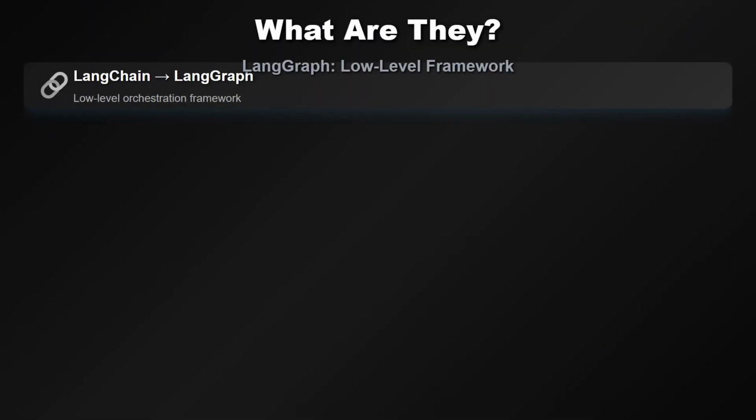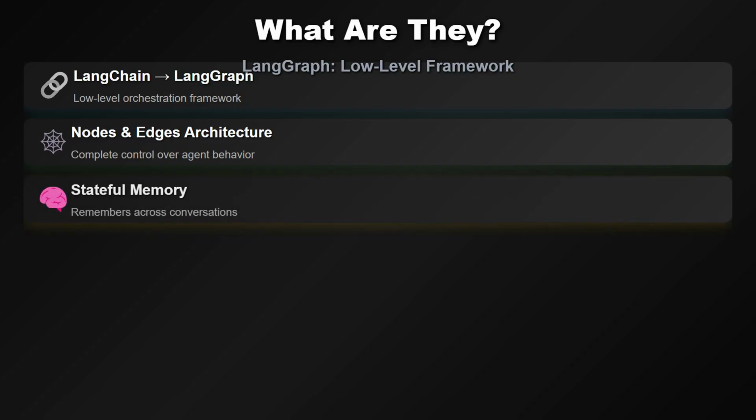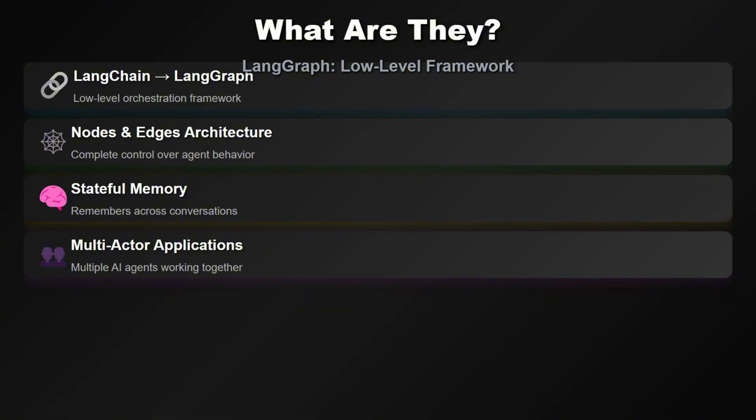Let's start with LangGraph. LangGraph is what we call a low-level orchestration framework. Think of it as the engine under the hood for building really sophisticated AI agents. It was created by the LangChain team specifically for developers who need to build stateful multi-actor applications with large language models. Now, when I say stateful, I mean your agent can remember things across different conversations. And multi-actor means you can have multiple AI agents working together on complex tasks. LangGraph gives you complete control over how your agents behave, how they make decisions, and how they handle errors.